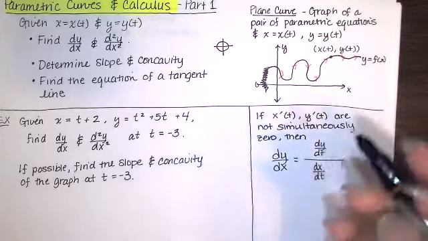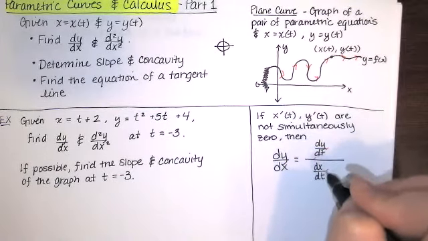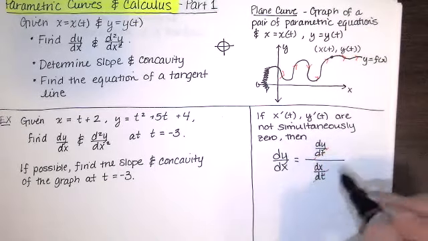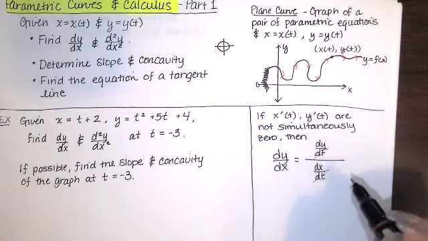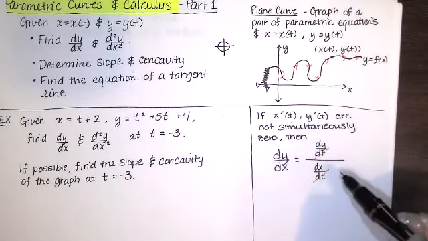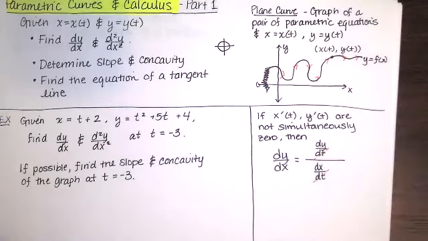Now, this is not actually what happens, but it's convenient to think about it this way. You can kind of imagine the dt canceling out and you have dy dx left. That's not actually what happens. It's not how this is defined, so don't do that. But it's a helpful mnemonic. You're just going to take the derivative of y and divide by the derivative of x.